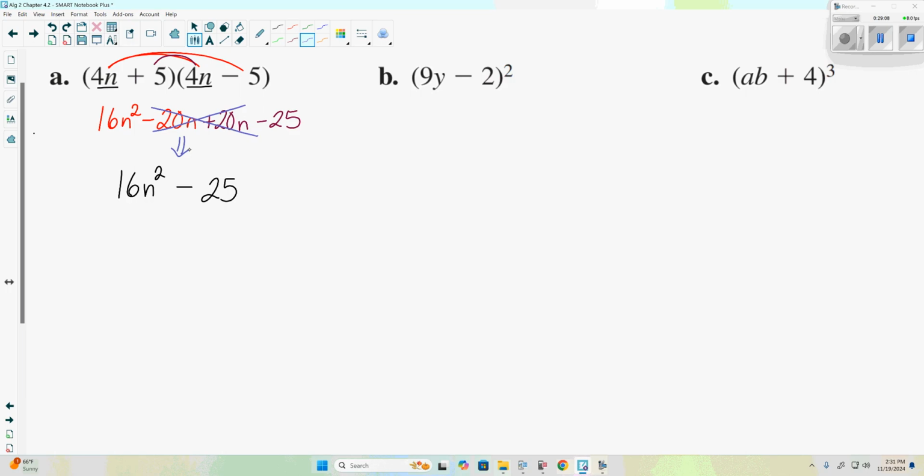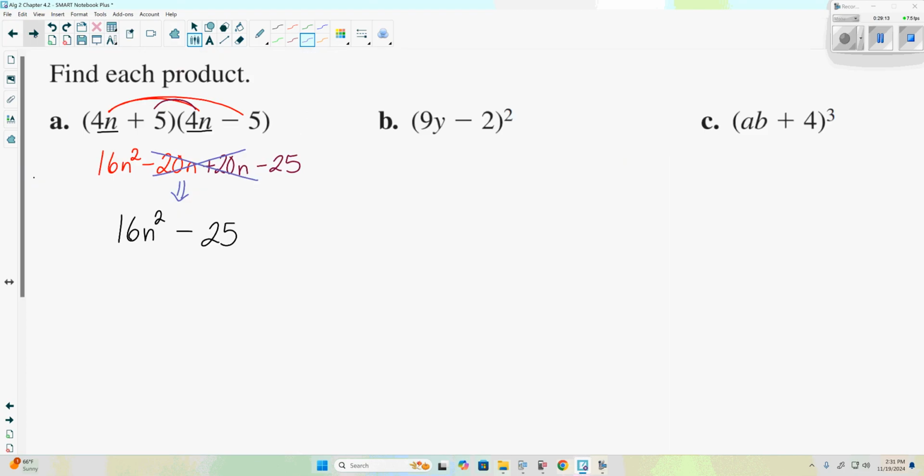Because 9y minus 2, according to the square of a binomial, according to this property, really it's saying that this is going to become 81y squared minus 36y plus 4. That is how this should factor, where a is 9y, b is 2, or negative 2. But all this is saying, when we square something, is we're multiplying it by itself. So we're just saying 9y minus 2 times 9y minus 2.